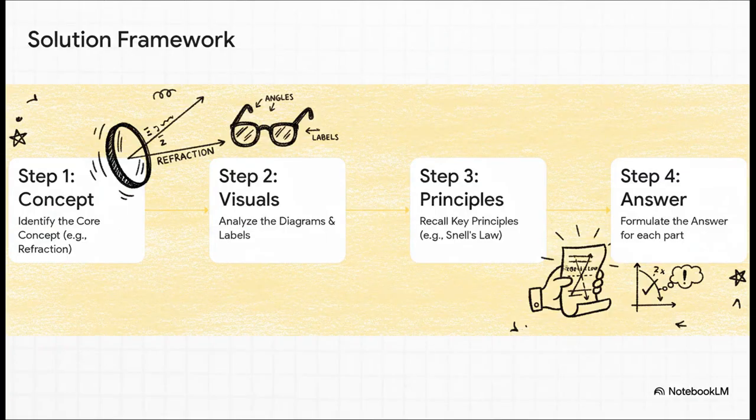Now, this is what makes this so interesting. It's a universal strategy. Step 1, what's the main topic? Refraction. Easy. Step 2, what's the diagram showing? I see angles, I see labels, got it. Step 3, what are the rules? Light bends towards the normal. And step 4, now you build your answer. You can use this for any diagram question.